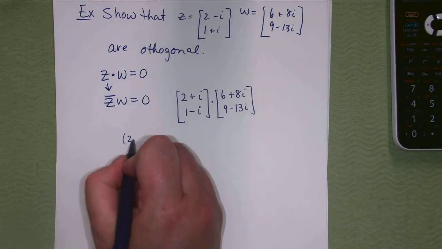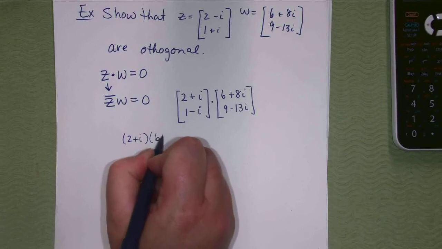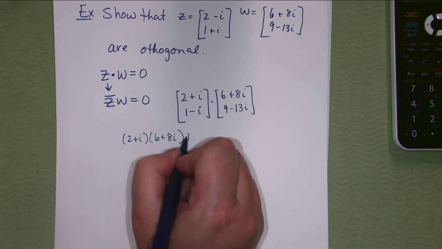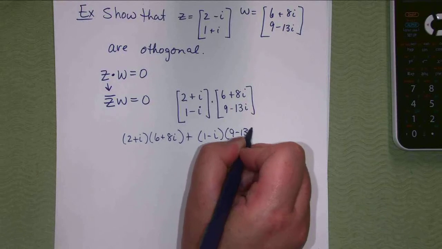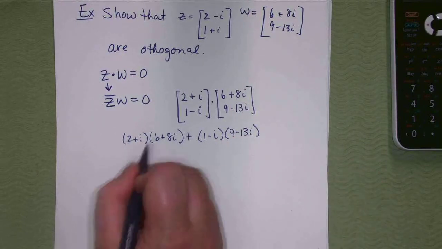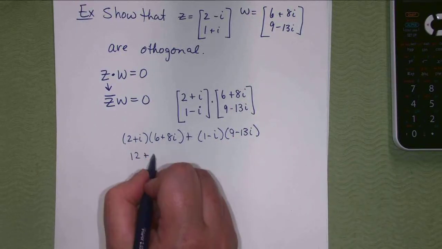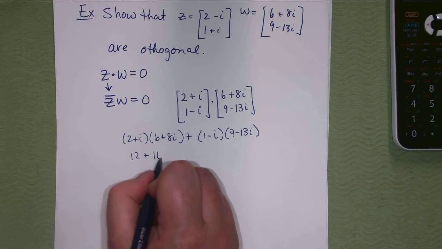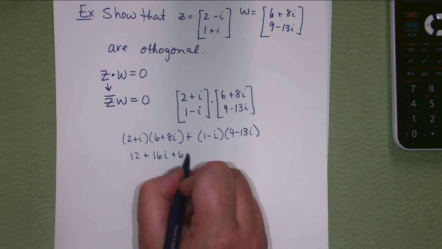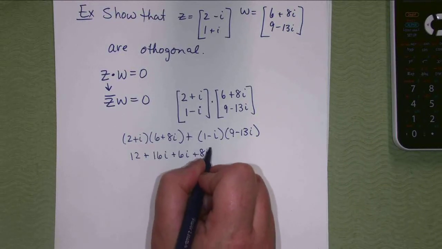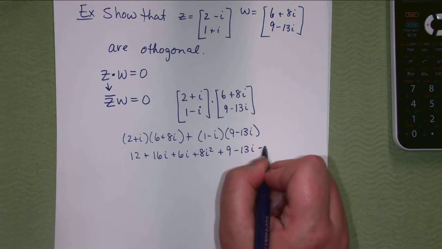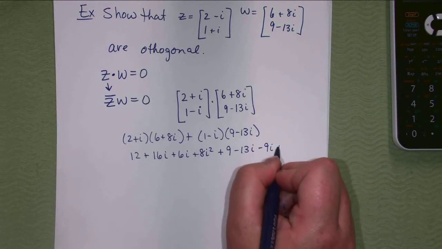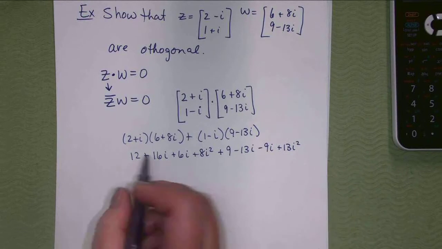So 2 plus i times 6 plus 8i, plus 1 minus i times 9 minus 13i. And 2 times 8. 9 minus 13i minus 9i plus 13i squared.